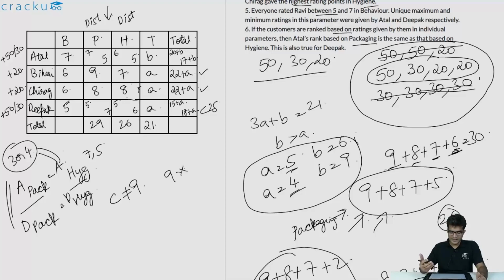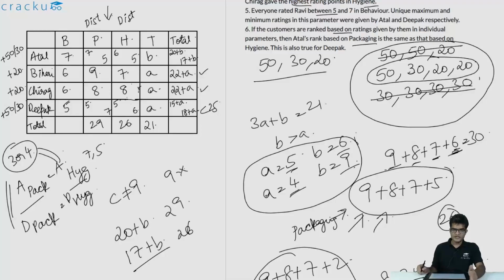But if you are looking at the total by Atal, in one case it is 20 plus B and in the second case it is 17 plus B. And the value of B is either 6 or 9. If the value of B is 9, then 17 plus 9 is 26, and 20 plus B is 29. In both the cases, Ravi is going to get a bonus from Atal. That is not happening. So the value of A cannot be equal to 4 and the value of B cannot be equal to 9. This would imply that A has to equal 5 and B has to equal 6. So this is 5, 5, 5 and this is 6.